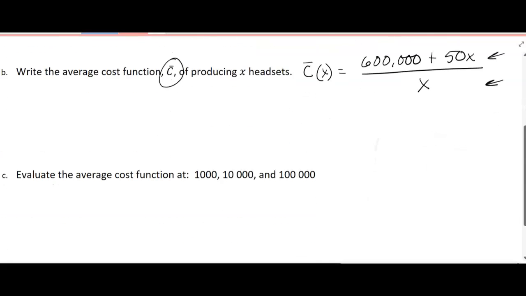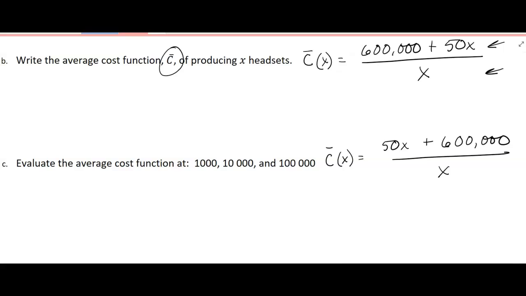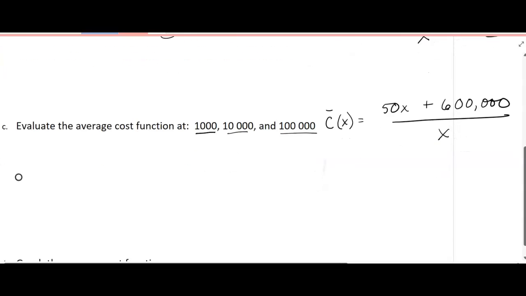Now I'm going to rewrite this function so it looks a little more like what we're used to seeing. 50x plus 600,000, that is a polynomial, divided by x, which is another polynomial. So it's a rational function. And it says evaluate the average cost function at 1,000, 10,000, and 100,000. That's like we're finding ordered pairs.